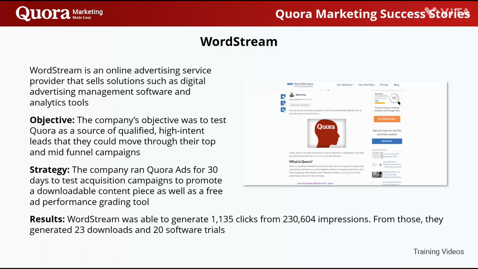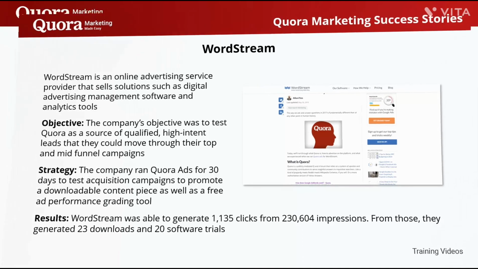Results? WordStream was able to generate 1,135 clicks from 230,604 impressions. From those, they generated 23 downloads and 20 software trials.